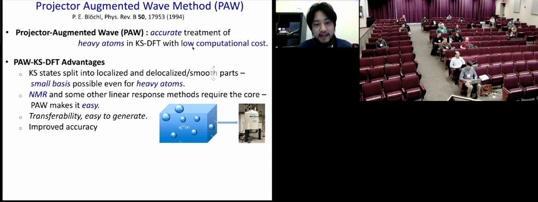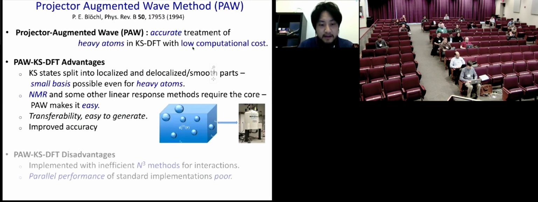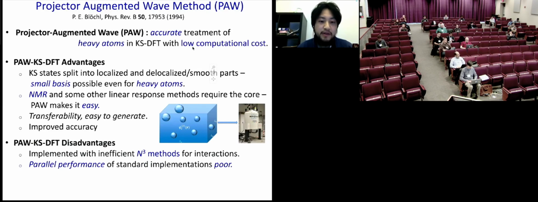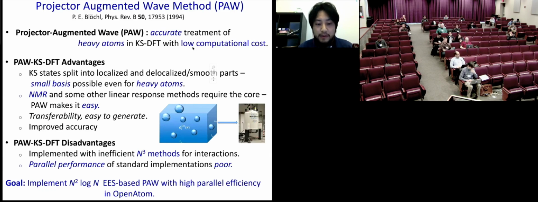It's easy to generate, and it has accurate information about the core states, which sometimes people are really interested in. However, PAW is implemented in other first principles software as well, like VASP, and everyone has it. But the problem is their scaling is n cubed, and their parallel performance is quite poor. So our goal here is to have better scaling by using EES, which I'm going to explain later, and we also want better parallel performance.